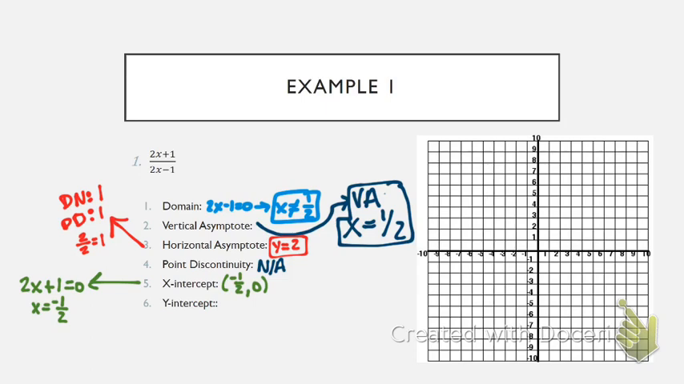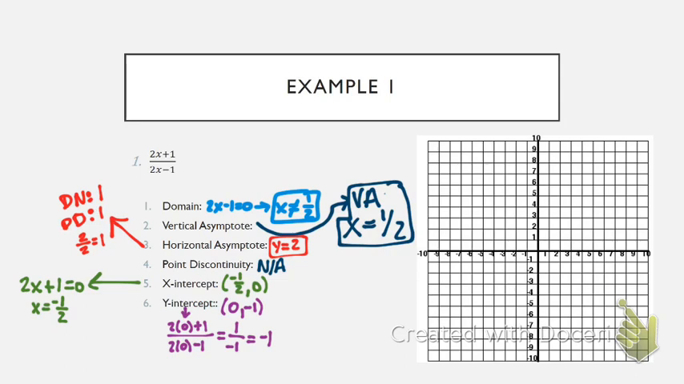For the y-intercept, we plug in 0 for x, because the y-axis is where x equals 0. So we have 2 times 0 plus 1 over 2 times 0 minus 1. So we have 1 over negative 1, which is negative 1. So my y-intercept is 0, negative 1.